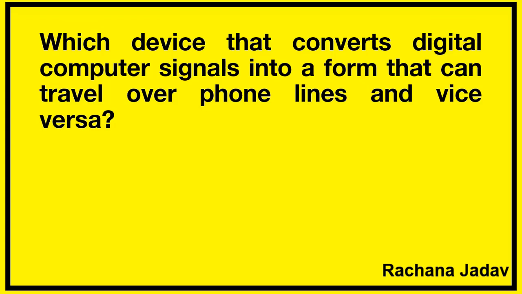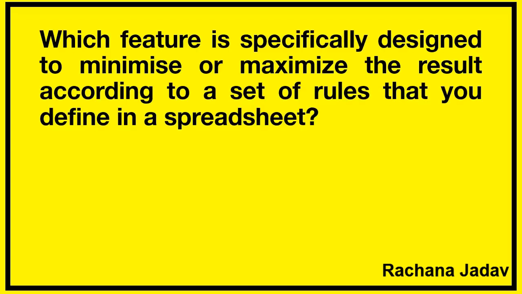Next, which device converts digital computer signals into a form that can travel over phone lines and vice versa? It is analog to digital and digital to analog. So that is modem. Next, which feature is specifically designed to minimize or maximize the result according to the set of rules that you define in a spreadsheet? Solver. In solver, you must have seen that we can maximize or minimize the result. We can design our own according to the set of rules.